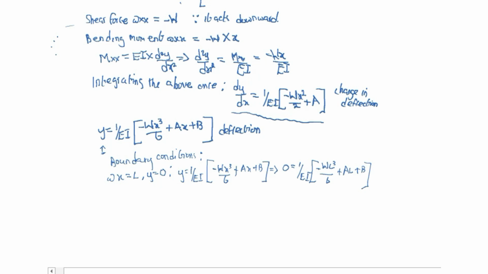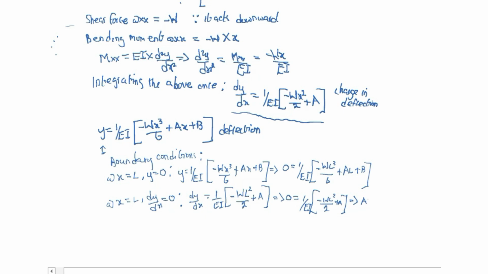It's simple. We substitute the next condition at x equal to L. The change in the deflection dy dx would likewise be 0. So therefore, bringing down the equation of change in deflection, we know that dy dx equal to 1 over ei times negative w, x here is L, so we'd have negative wl squared over 2 plus a, right? So we can easily say that 0 is equal to 1 over ei times negative wl squared over 2 plus a, and finally we get a to be equal to positive WL squared over 2.